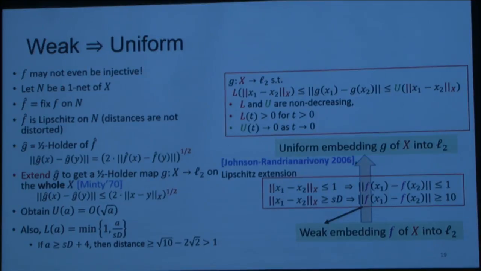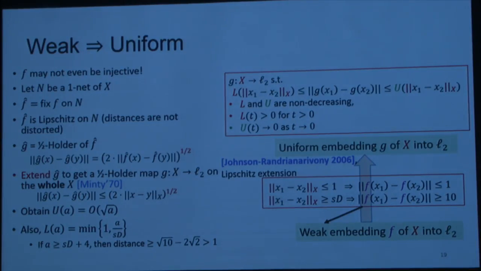Now, what we do is the following. We snap these to the closest net points. Let's call this x1n and this x2n. We know that this distance is at most 1, and this distance is at most 1. By triangle inequality, this distance is at least S times D. Plus 2 is enough.